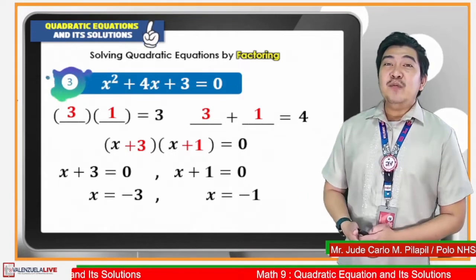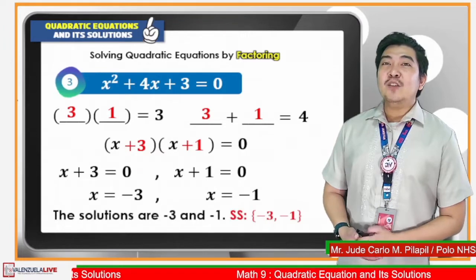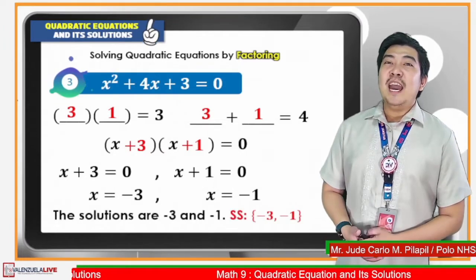Lastly, we identify the solution set as the set containing negative 3 and negative 1.